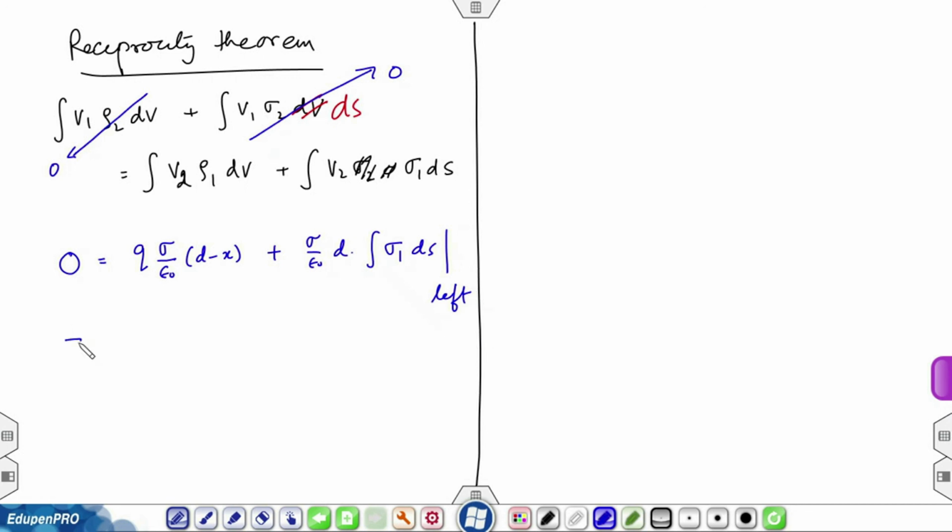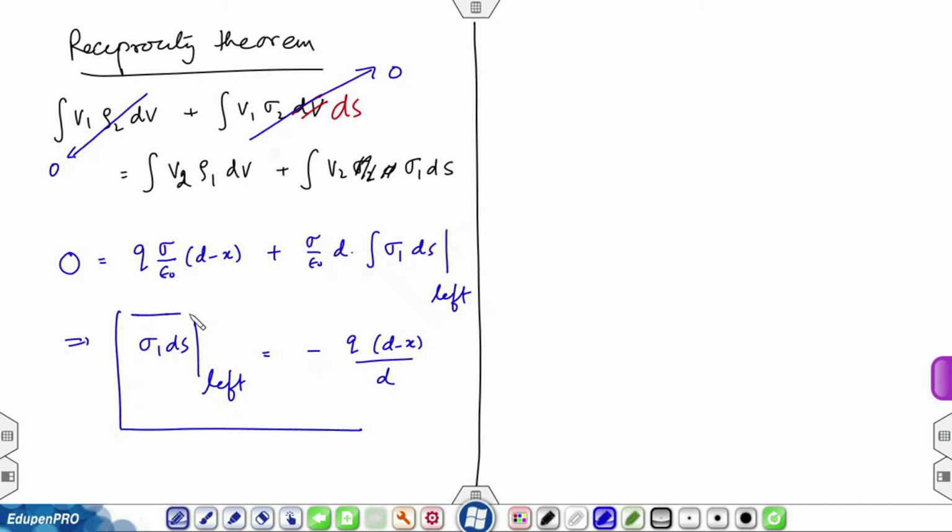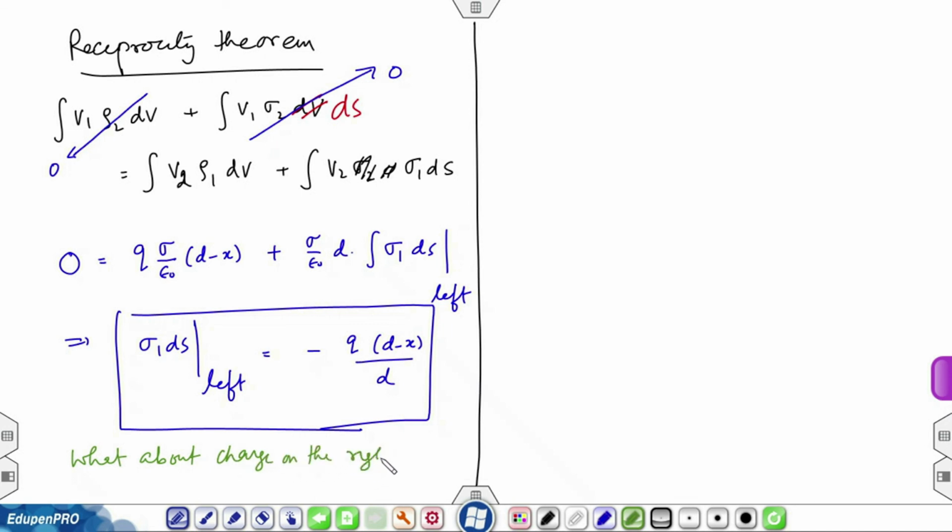This immediately gives me sigma 1 ds on the left plate is equal to minus q times d minus x over d. So, we got the answer for the left plate. Next is, what about the charge on the right plate?